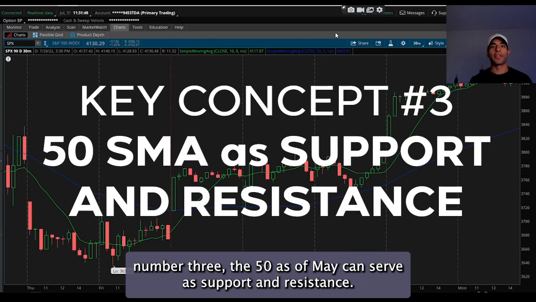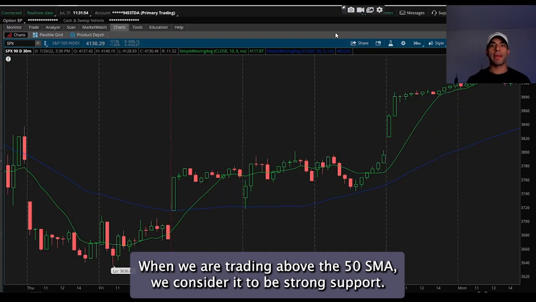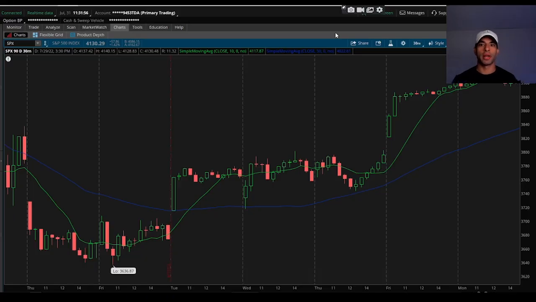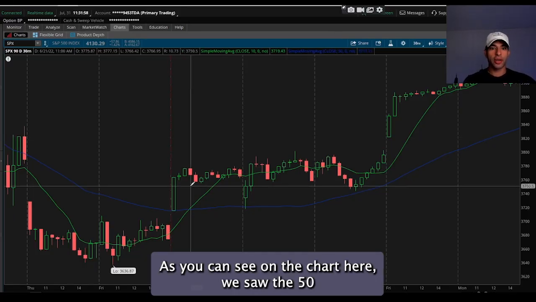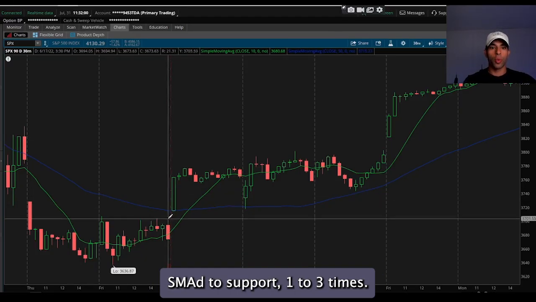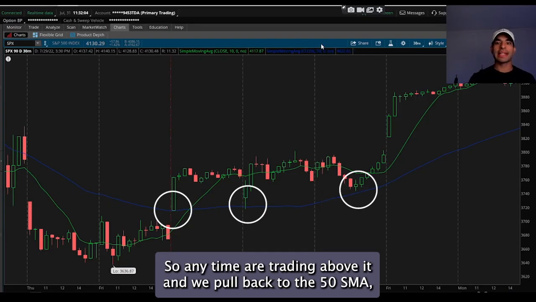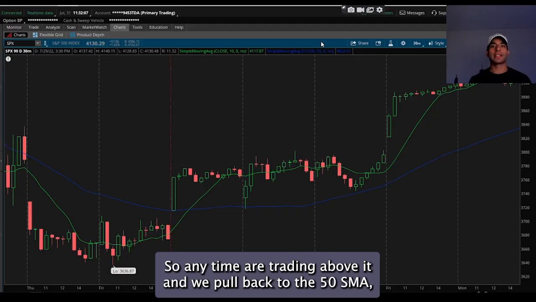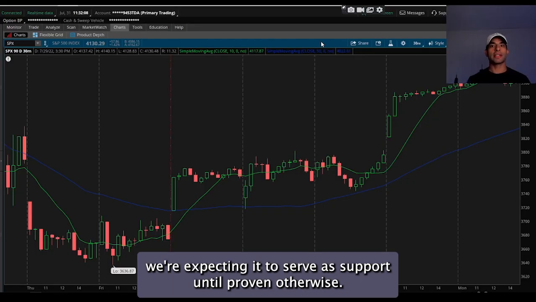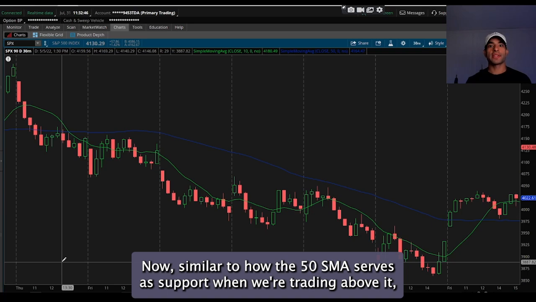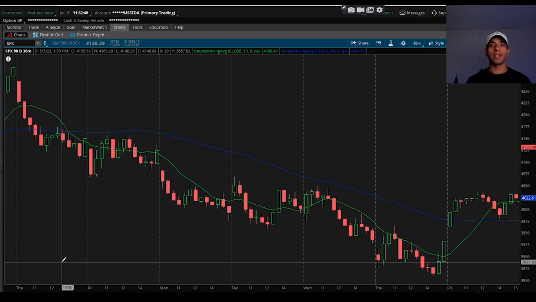Key concept number three, the 50 SMA can serve as support and resistance. When we are trading above the 50 SMA, we consider it to be strong support. As you can see on the chart here, we saw the 50 SMA serve as support 1, 2, 3 times. So anytime we're trading above it and we pull back to the 50 SMA, we're expecting it to serve as support until proven otherwise.